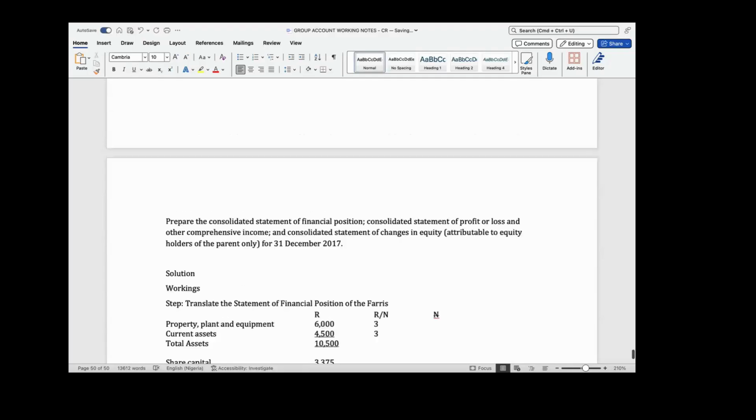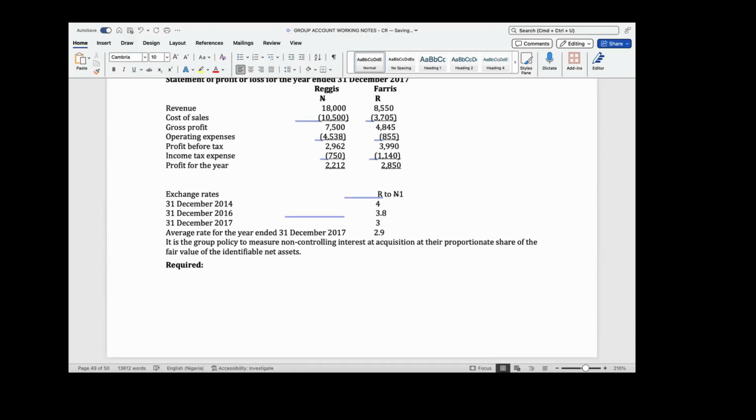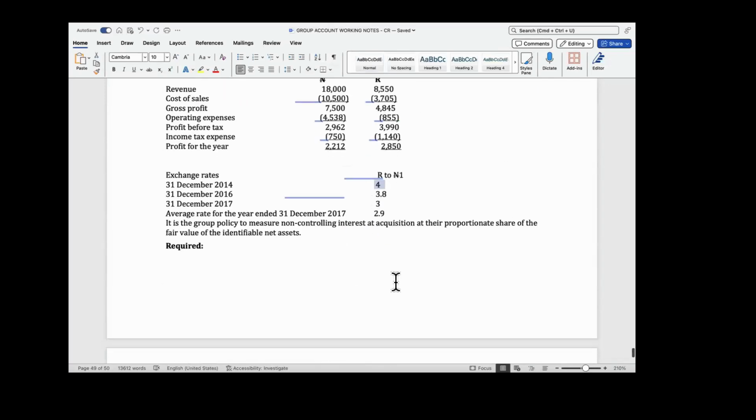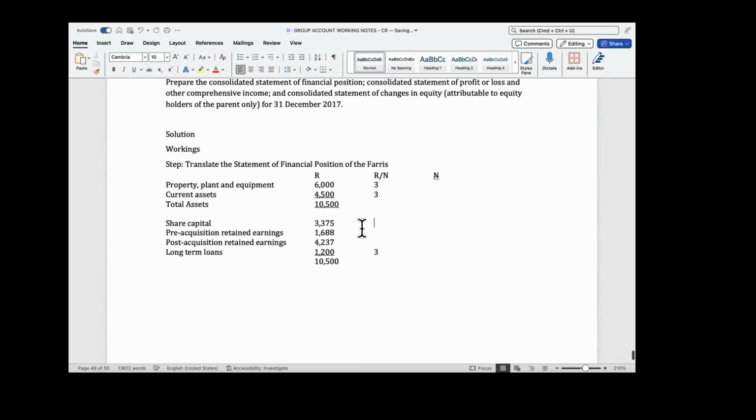Share capital will be translated at historical rates. What's the historical rate here? 3.8? No, sorry, 4 rand. Yeah, 4, right. Because we acquired the subsidiary in 2014. So that's 4. The pre-acquisition reserves will also be translated at historical rates. This will be the balancing figure.